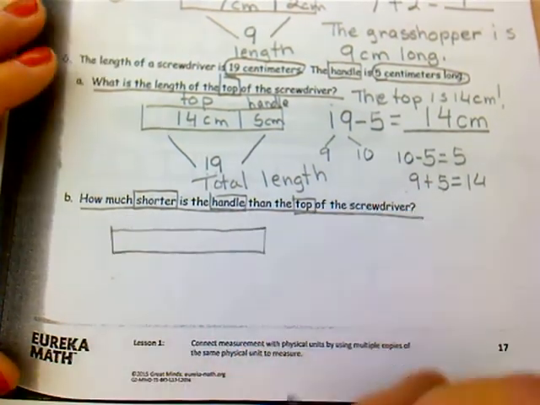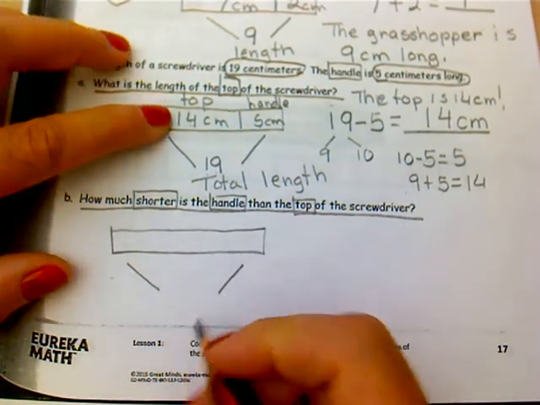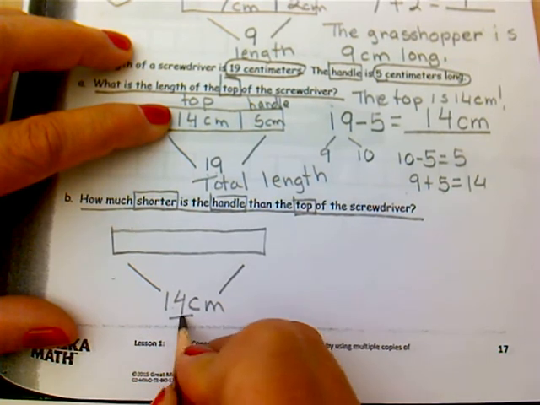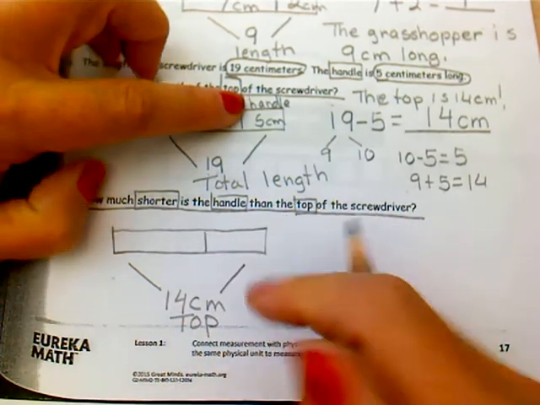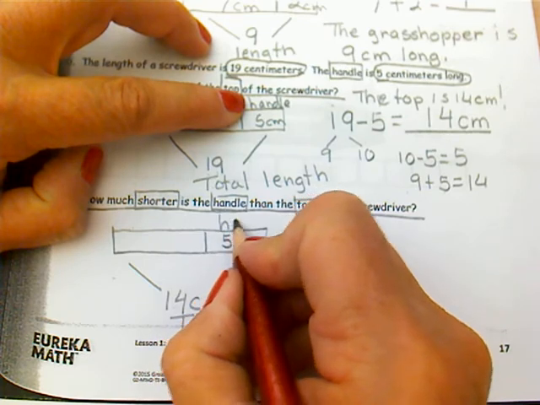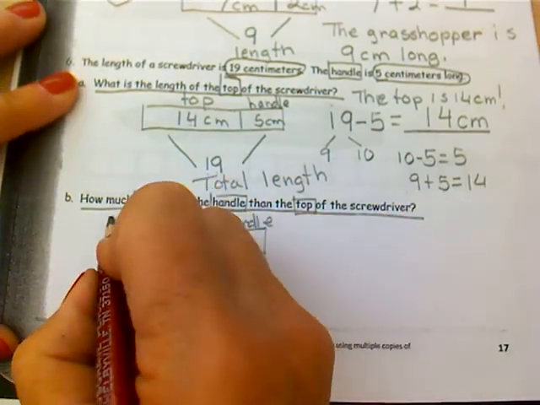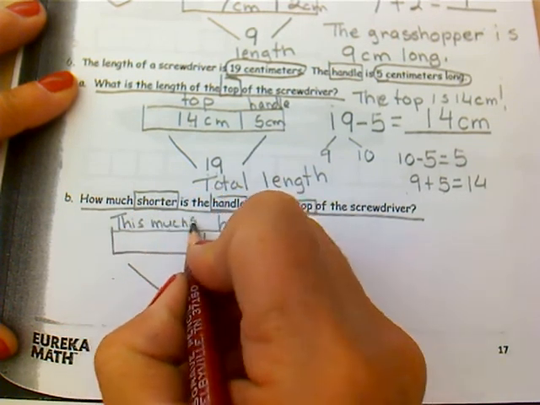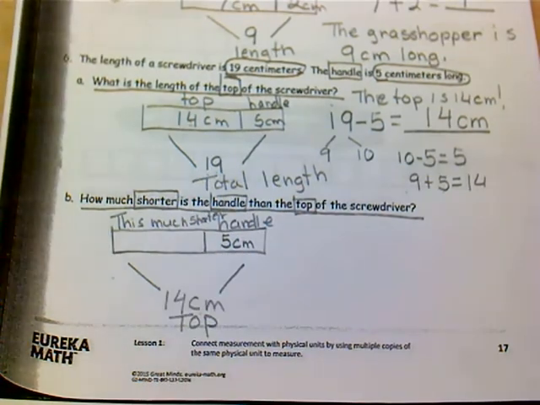bar model. I know that the top, what did we decide about the top? Does the top measure 14 centimeters? The top is 14 centimeters. Do I know something about the handle? Yeah, I remember that handle is 5 centimeters. This is the handle. And I want to know that it would be this much shorter. So I'm trying to find out how much shorter that would be.